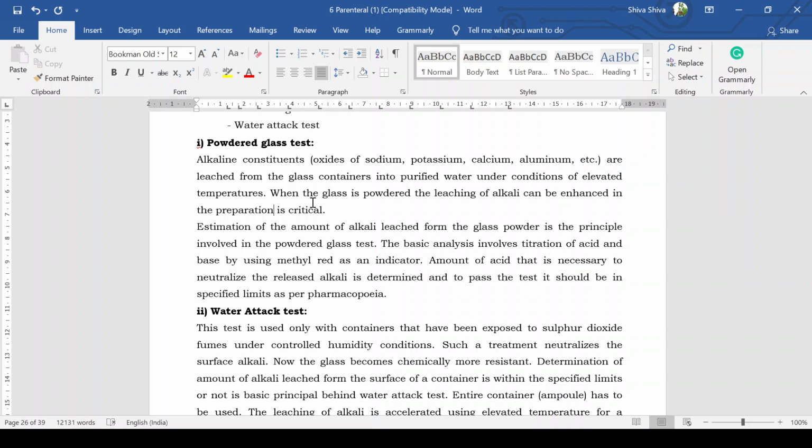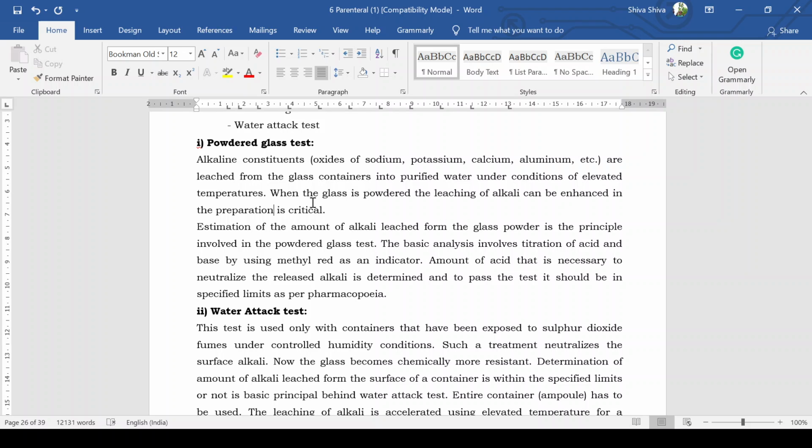ऍसिड बरोबर टायट्रेशन केलं की तुम्हाला त्या अल्कलचं कॉन्सन्ट्रेशन भेटेल आणि या टायट्रेशनसाठी जो इंडिकेटर यूज केला जातो त्याचं नाव आहे मिथिल रेड. Amount of acid that is necessary to neutralize the released alkali is determined, and to pass the test it should be in the specified limits as per pharmacopoeia.